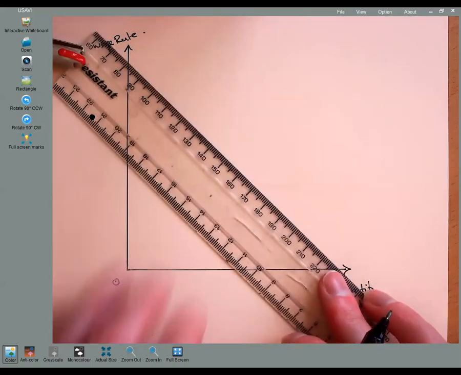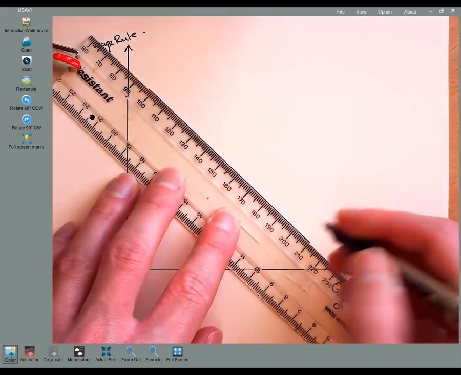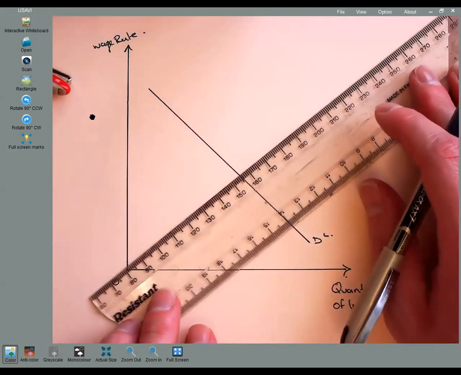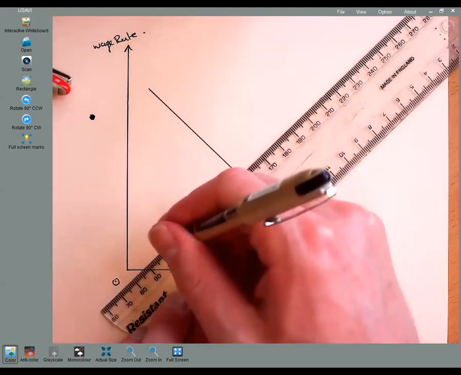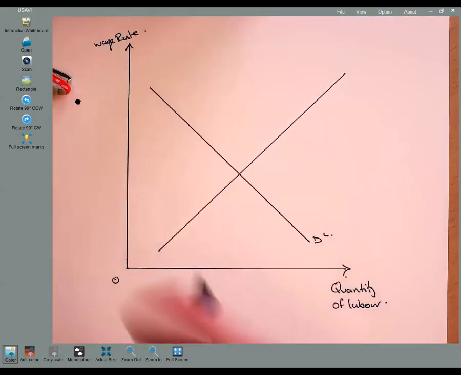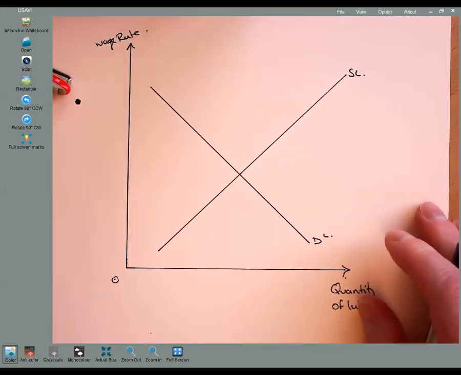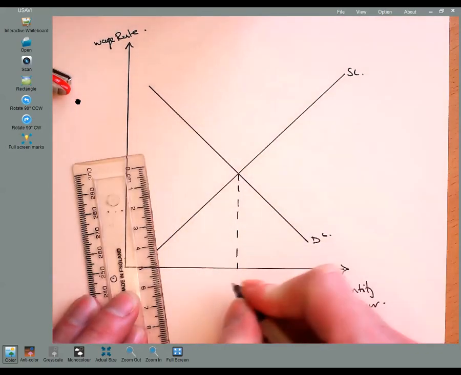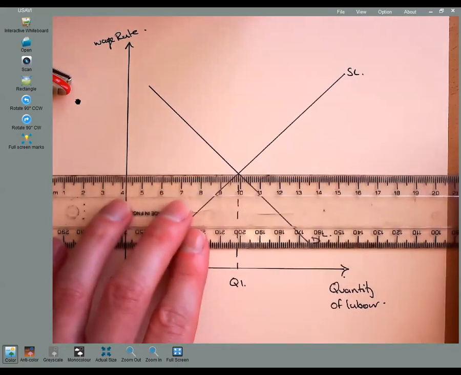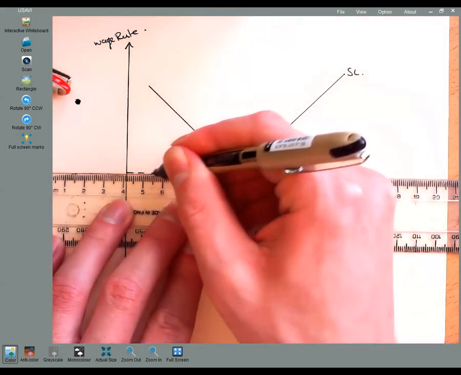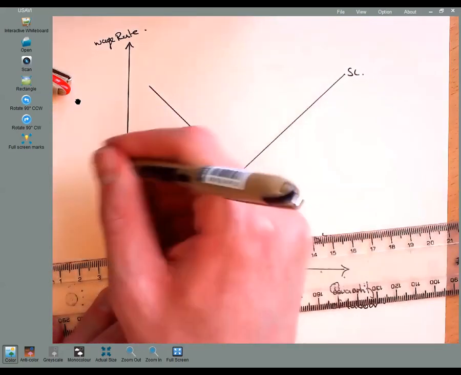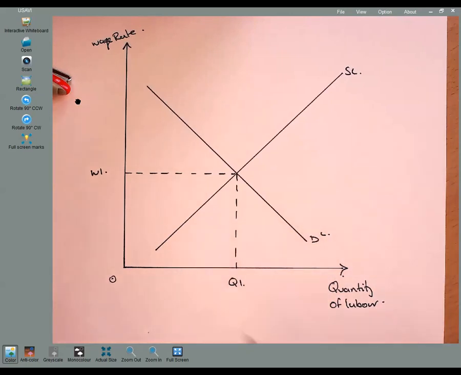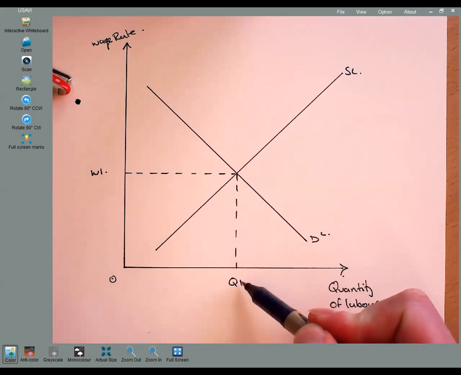So I'm going to start off with my downward sloping demand for labour curve. Now, this is the same diagram as it would be for a product market. The only difference is I'm applying this now to the labour market. Upward sloping supply, which is SL, and then dashed lines for our equilibrium, and that will be Q1 and W1.